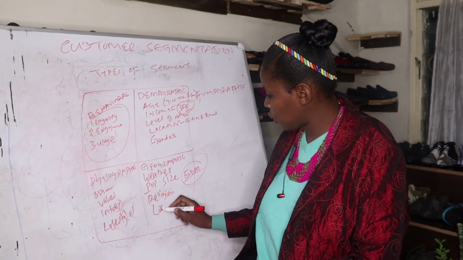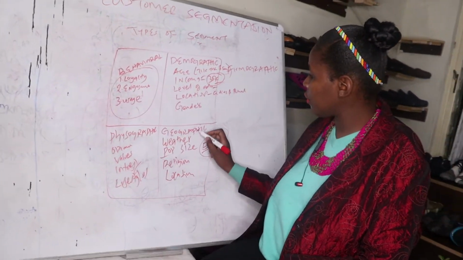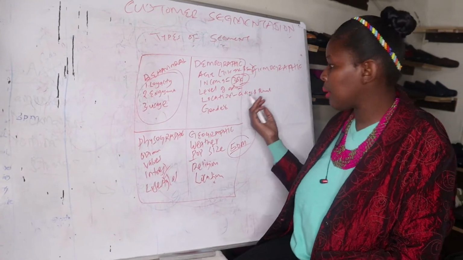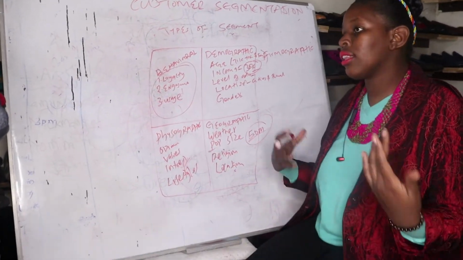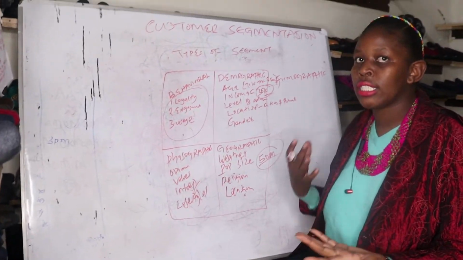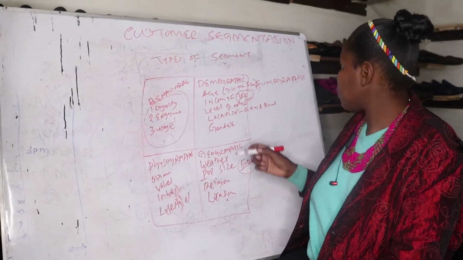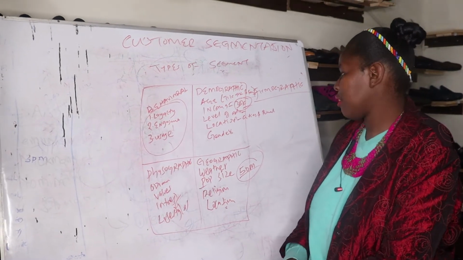Location also, of course, geography, and the same thing applies here. People living in different countries and different cities adopt different cultures, different designs, and different everything else. Now let's go to the last one, firmographic.